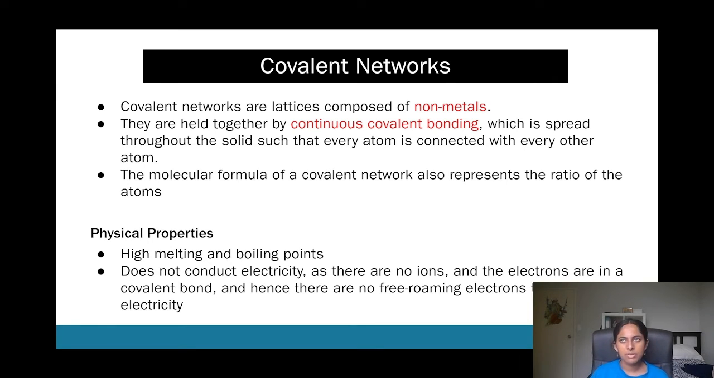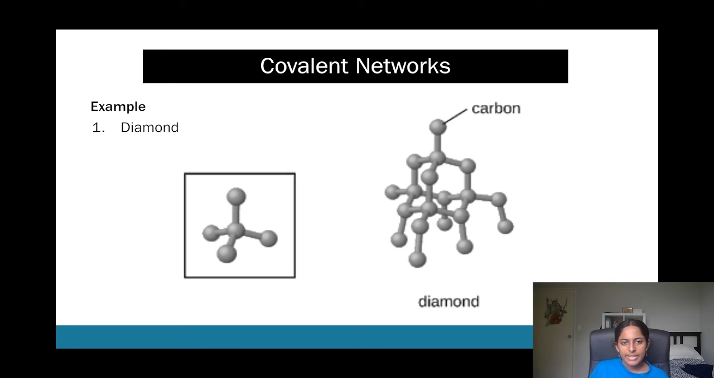Covalent networks are pretty much lattices, but with nonmetals. They have a bonding called continuous covalent bonding. Covalent networks are pretty strong, so they have a high melting and boiling point, but they don't conduct electricity, because in a covalent bond you're literally sharing electrons. There's no electrons roaming around, so you can't conduct electricity. Electricity is just a current of electrons. So without electrons, no electricity, in essence. An example of a covalent network is diamond, because diamond is pretty much just carbon atoms joined together like this.